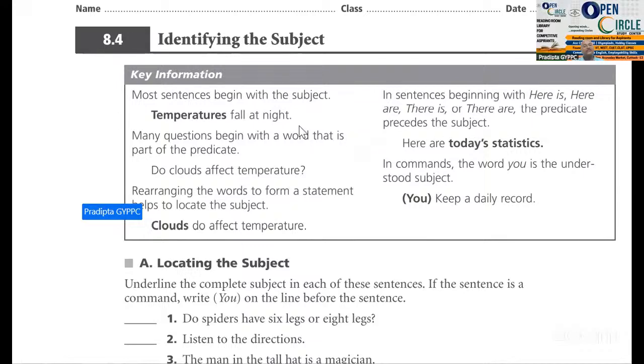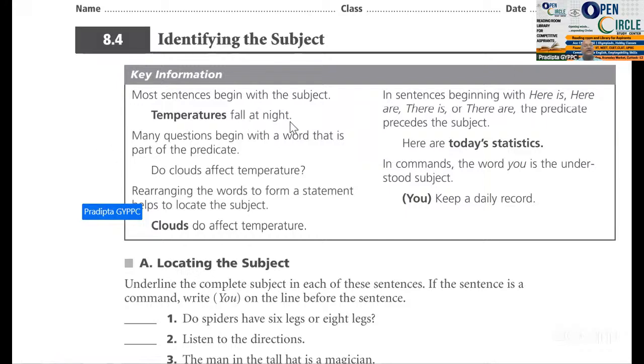Now, going to identifying the subject. Remember, most of the sentences begin with the subject. As Aditya said in the beginning of the class, generally it is in the beginning of the sentence, but not always. Sometimes the subject of the sentence could be towards the end of the sentence. Let us see.